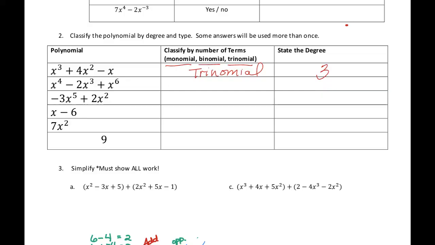Why is that a trinomial? You guessed it. Well, you guessed correctly. Sorry. Why is it a trinomial? It has 3 terms separated by 2 operators. Here's term number 1, term 2, and term 3. So that is a trinomial. What is the degree? It is a 6.